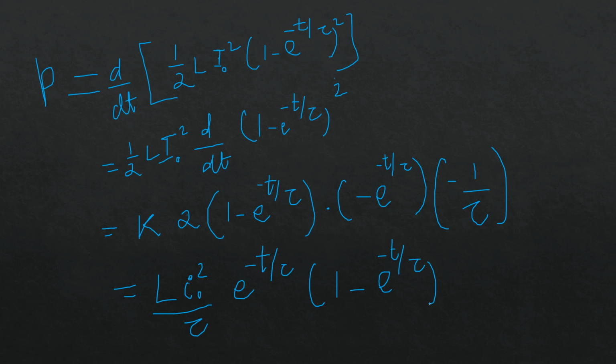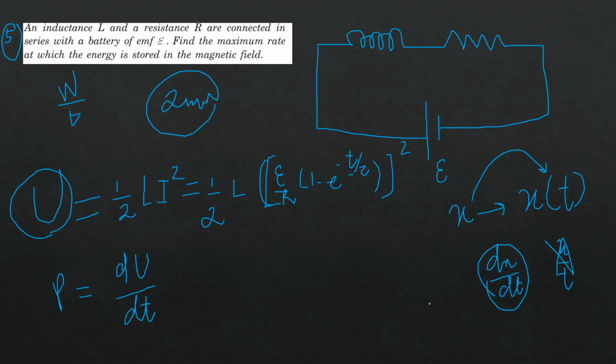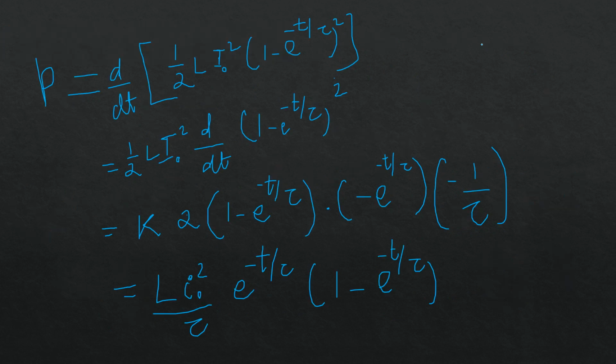Now, what is the question? Find the maximum rate at which energy is stored. When something is maximum, for example x, when is it maximum? If I equate dx by dt to 0, then only x is maximum. How can I say x is maximum? When dx by dt is 0.